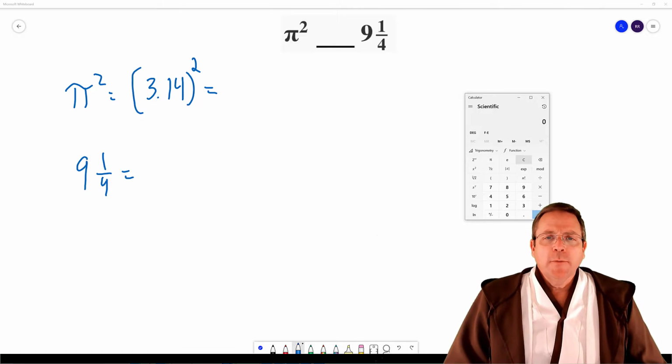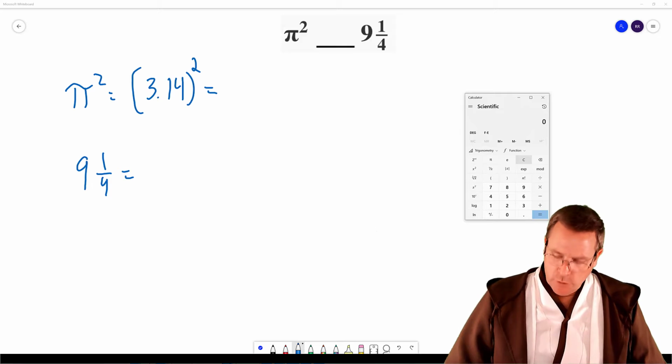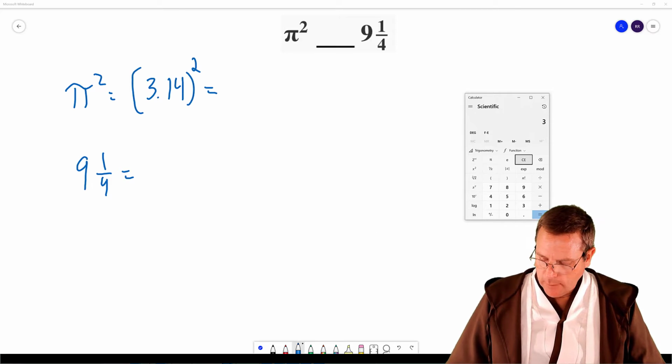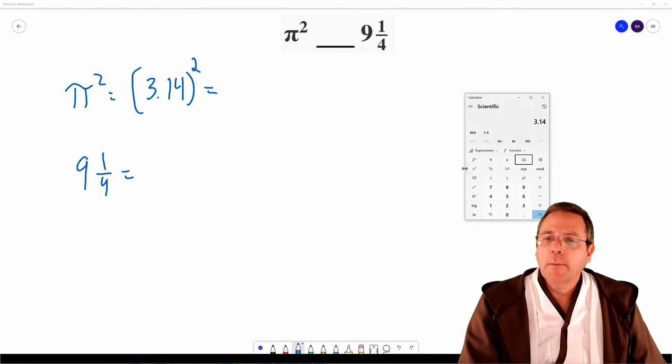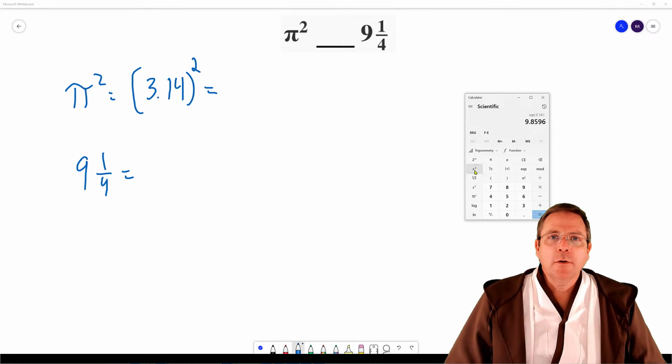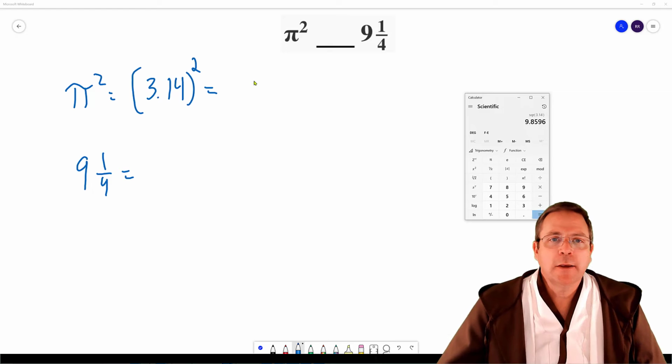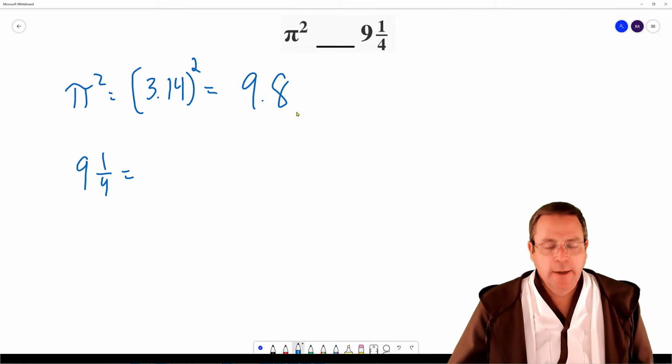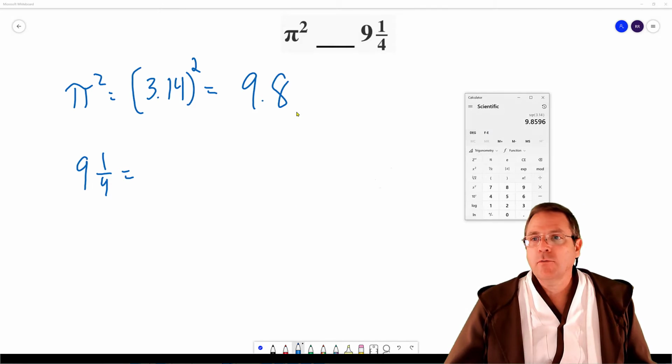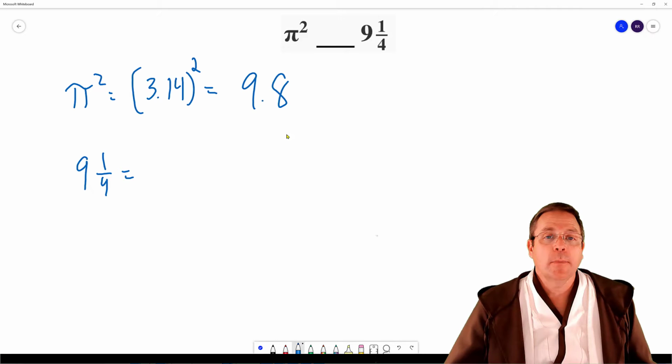For pi, I'm just going to use 3.14, and for the time's sake of the video, I'm going to go ahead and just use a calculator for you guys. So I'm going to take 3.14 and hit my squared button right there, and that rounded to the nearest tenth is going to give us 9.8. In fact, I didn't even round, I truncated. If I was rounding, that would have been 9.9, but I just truncated to the nearest tenth.